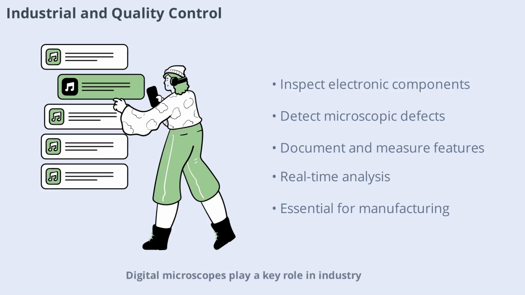Digital microscopes play a key role in industry, especially for quality control and inspection. They're used to examine electronic components, inspect manufactured parts, and detect defects at a microscopic level. The ability to document and measure features ensures products meet strict standards. Digital microscopes also speed up the inspection process, allowing for real-time analysis and reporting. Their precision and efficiency make them essential tools in modern manufacturing environments.